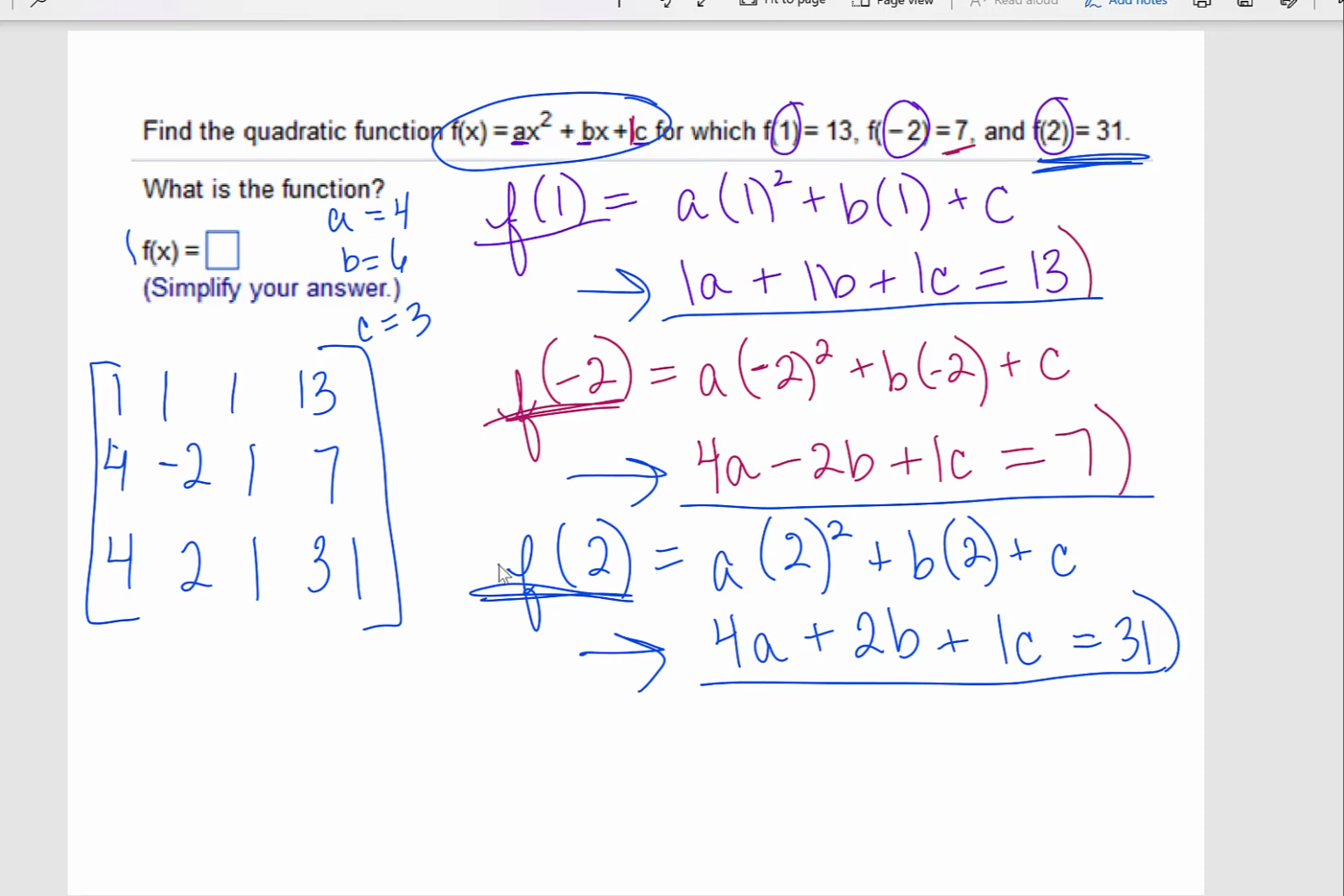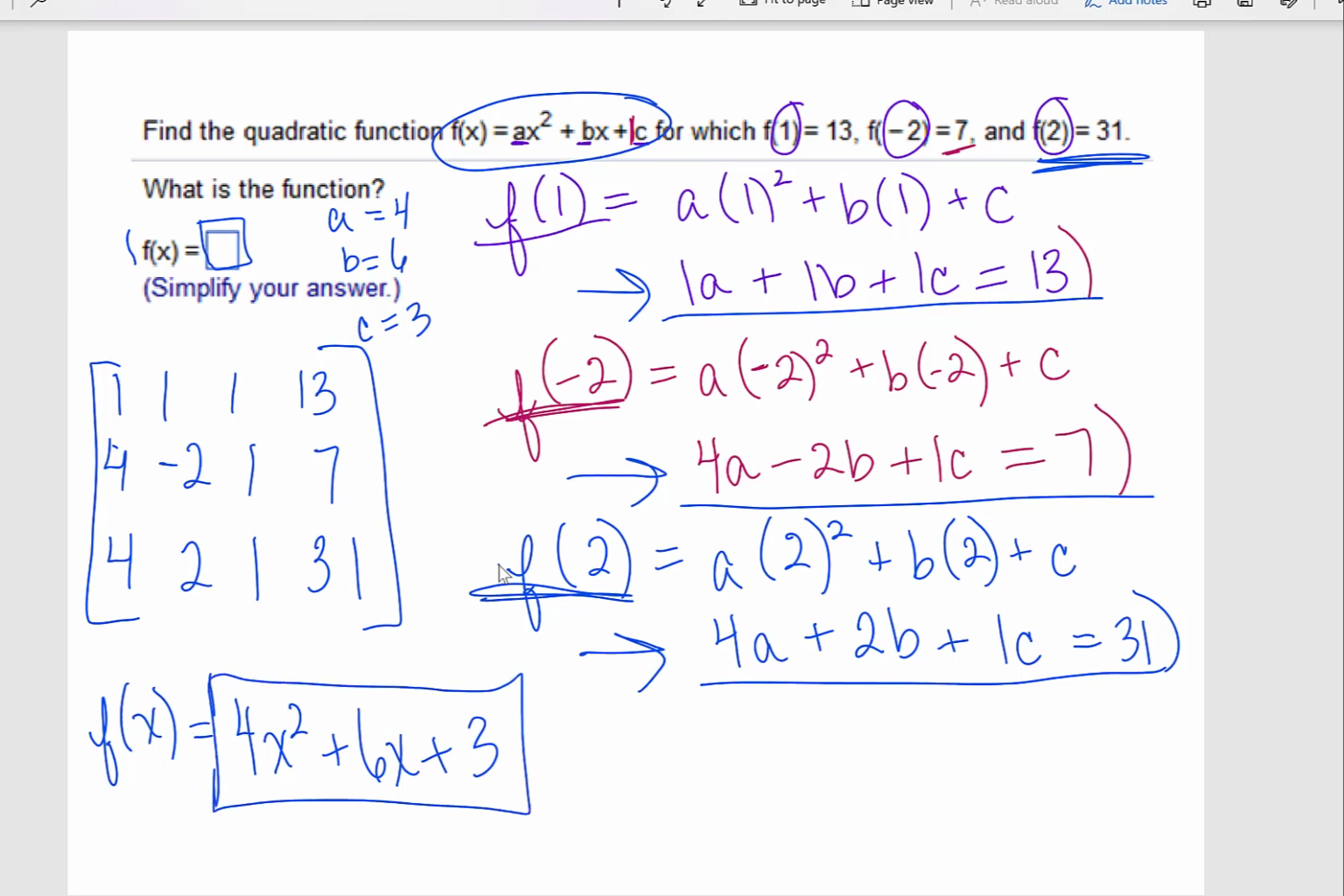So in this box right here, I would write, not that, that's already given. But in that box right there, I'd write 4x squared plus 6x plus, sorry, no c. C is 3. So 4x squared plus 6x plus 3. And that is your answer. That one's tricky too if you don't know how to get your equations.